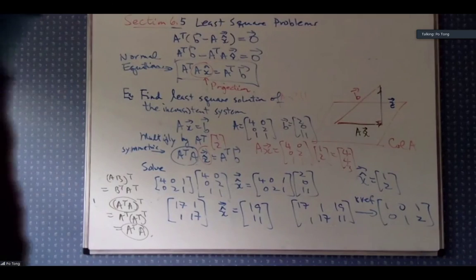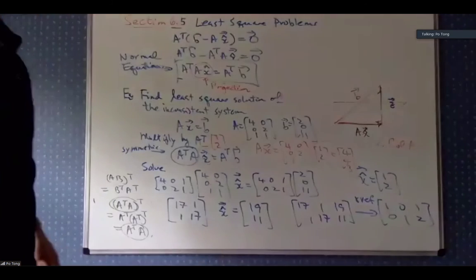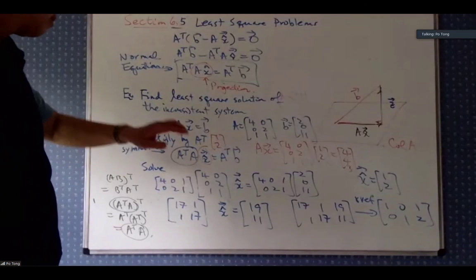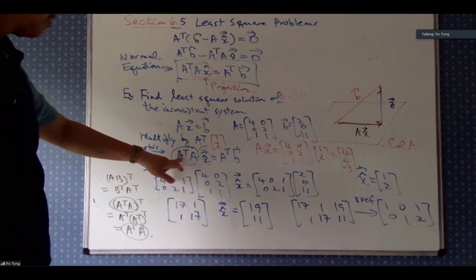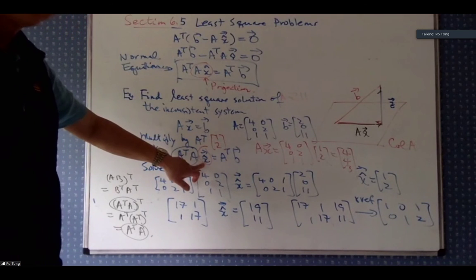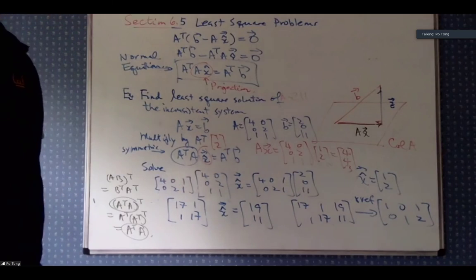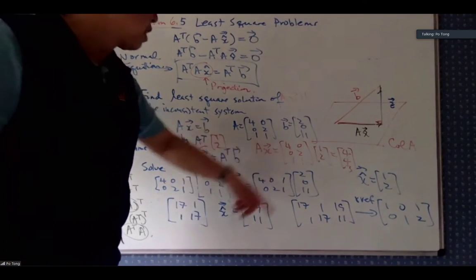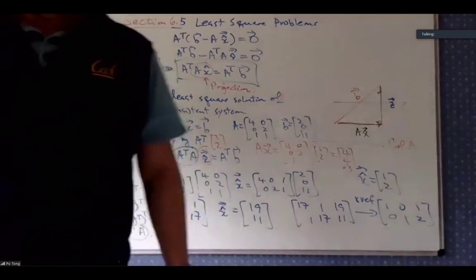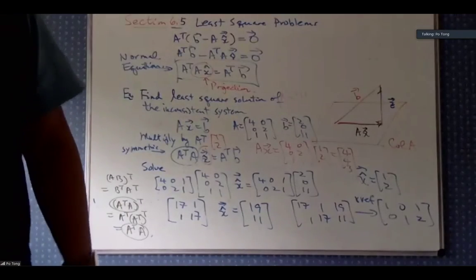So the least squares solution is really just straightforward, okay? You just take your original equation, multiply by A transpose on both sides and then solve. That will be the least squares solution. And you multiply that back by A to give you the projection. I think we finished this section.